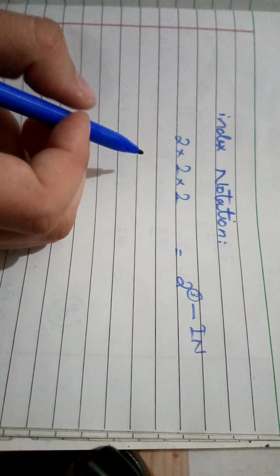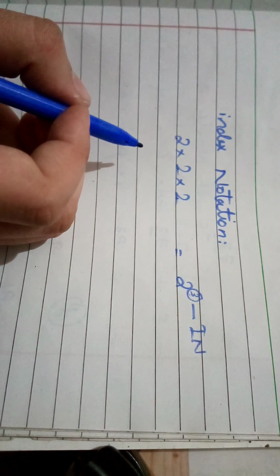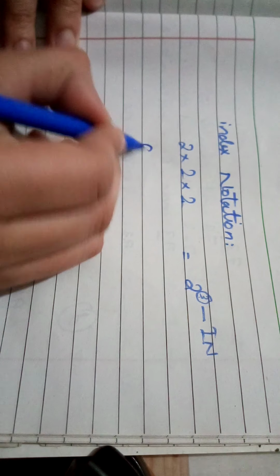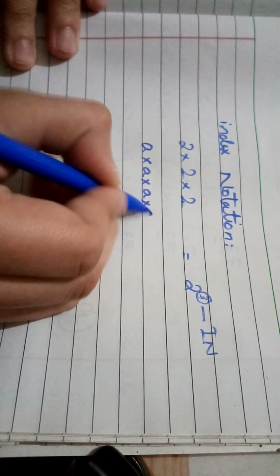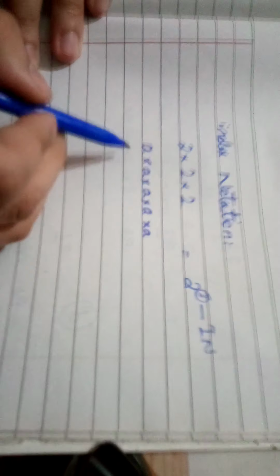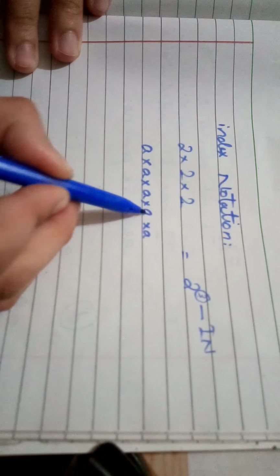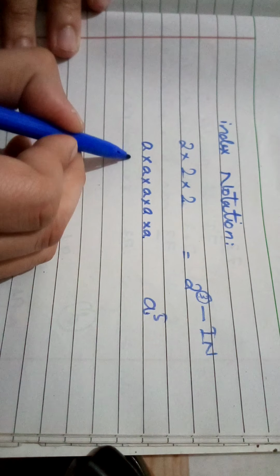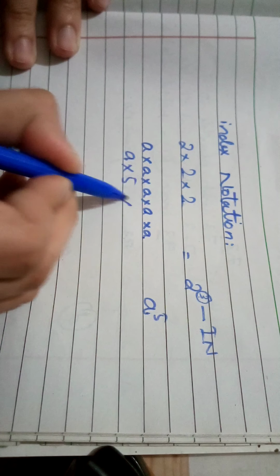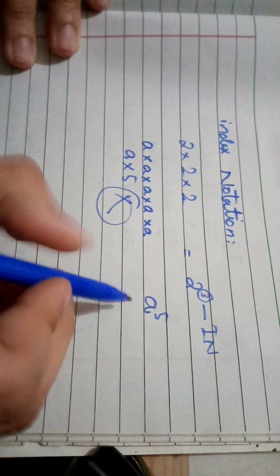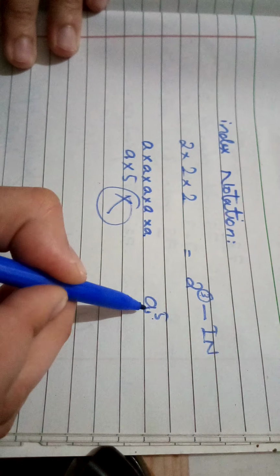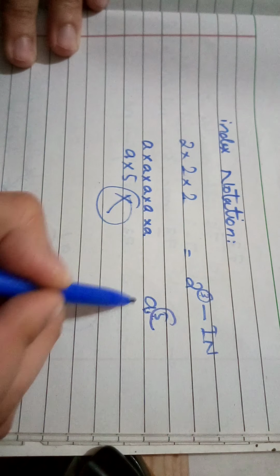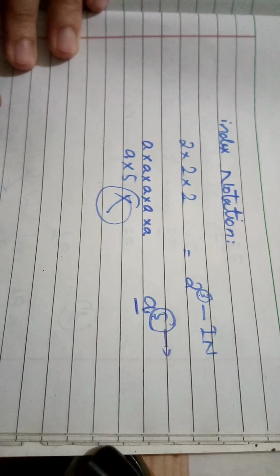It is not necessary that we always write index notation with numbers. We can also write it with alphabets too. A multiplied by A multiplied by A multiplied by A multiplied by A. How many A's do we have? 1, 2, 3, 4, 5. So we can write it as A raised to power 5. This doesn't mean A multiplied by 5. That is wrong. It means 5 of A's, A raised to power 5. So again in this term, 5 is your index notation.